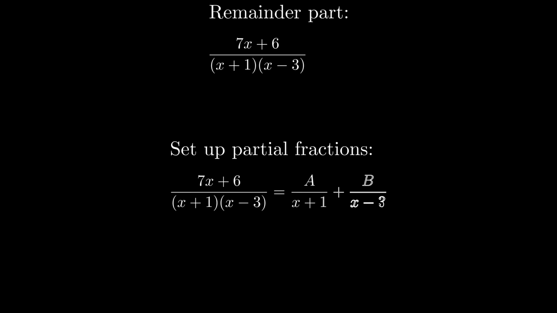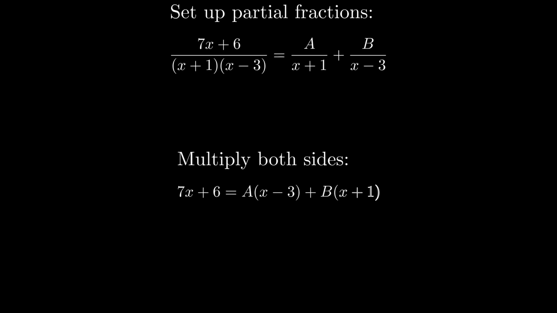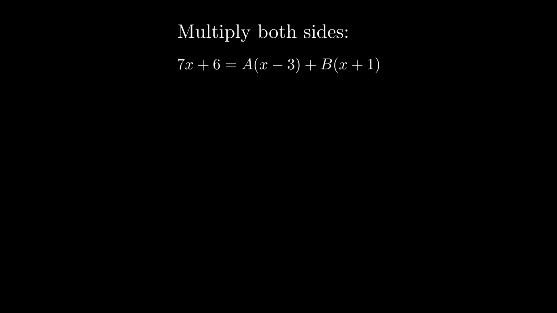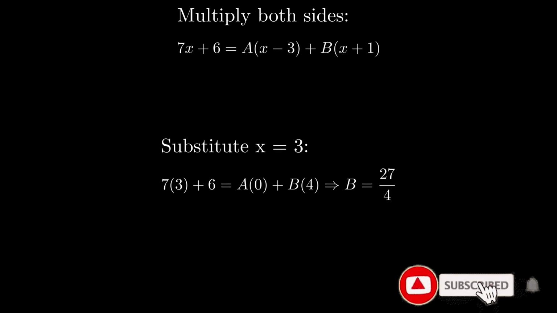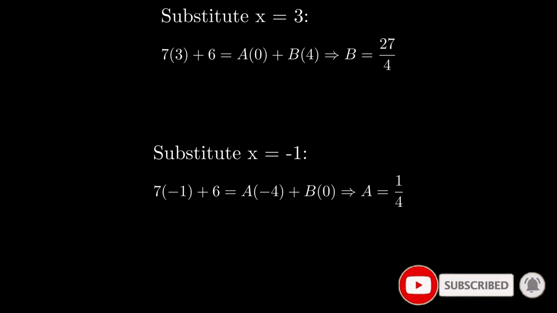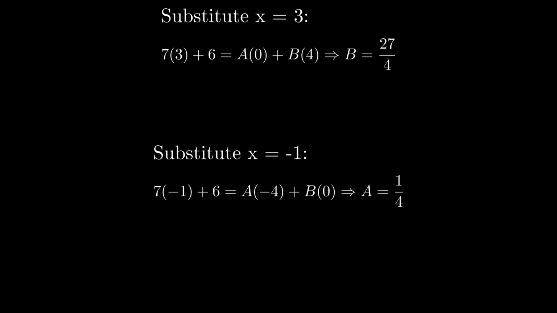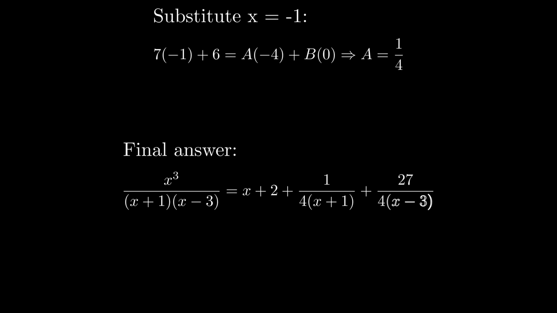We split it into a over x plus 1 and b over x minus 3. Multiply both sides to eliminate the denominator. Plug in x equals 3. We get b equals 27 over 4. Plug in x equals negative 1. We get a equals 1 over 4. So the final answer is x plus 2 plus 1 over 4 times x plus 1, plus 27 over 4 times x minus 3.